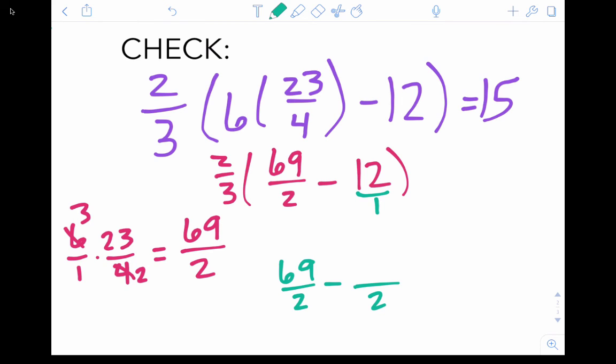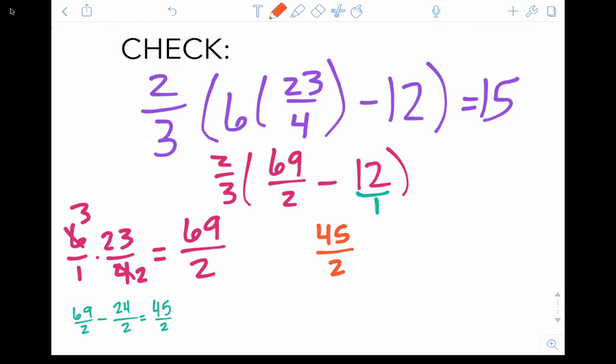So to get from 1 to 2, I multiply by 2. So to get from 12 to my new number, I need to multiply by 2. So 12 times 2 is 24. 69 minus 24 is 45, and my denominator is going to be 2. I'm going to move this over here out of the way. So inside the parentheses, I have 45 halves, and I'm multiplying that by 2/3.